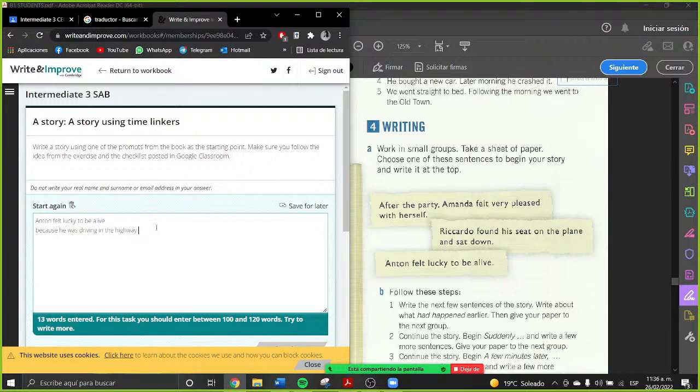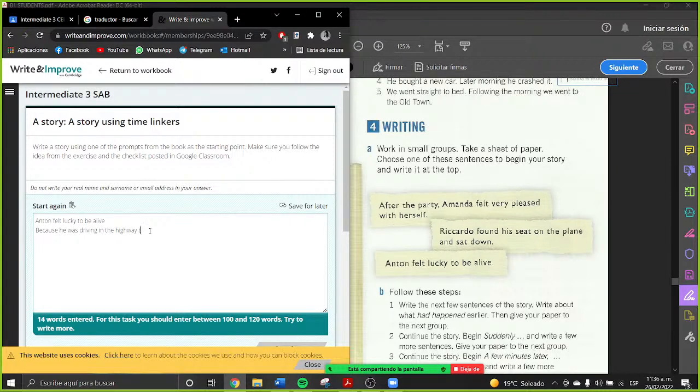Y creo que también tenemos que poner mayúsculas, el uppercase and because, porque es otro párrafo. ¿También pasa con párrafos, en serio? Ajá. Because he was driving in the highway. Bueno, creo que todavía seguimos el mismo párrafo. When suddenly, repentinamente. Ajá. When suddenly.